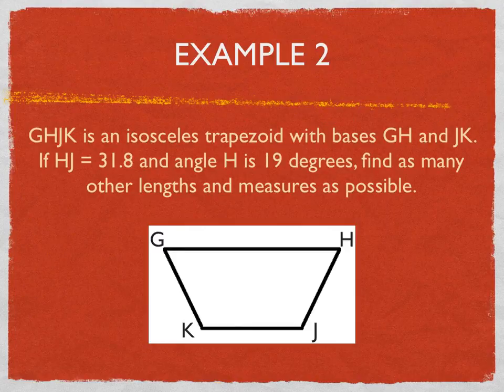Let's look at our last one here. This one is isosceles. This one we will be able to find all of our angles. Okay? So I have an isosceles trapezoid with the bases GH and JK. What do I know about GH and JK then?